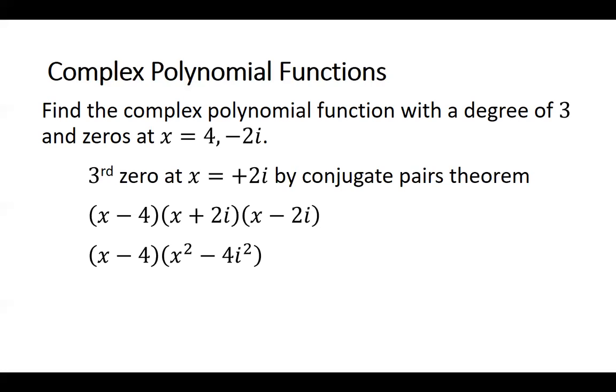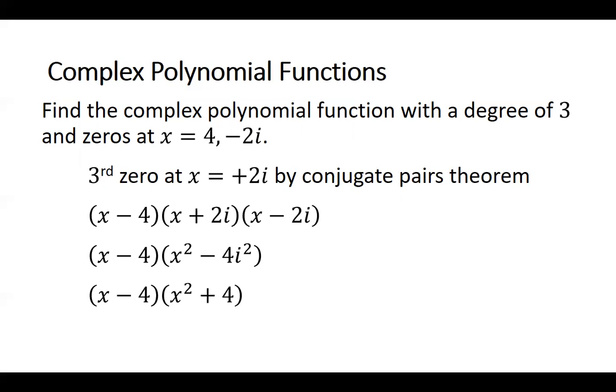If we multiply x plus 2i times x minus 2i, remember that's a special product. That's the product of a sum and a difference. It's the square of the first term minus the square of the second term. So x squared, and then 2i squared is 4i squared. But then remember that when you're dealing with imaginary numbers, i squared is equal to negative 1. So negative 4i squared turns into positive 4.